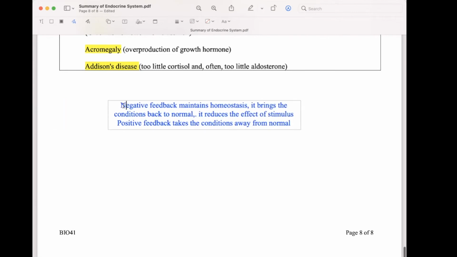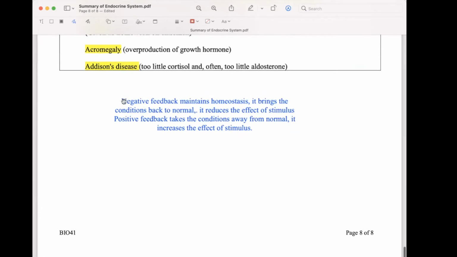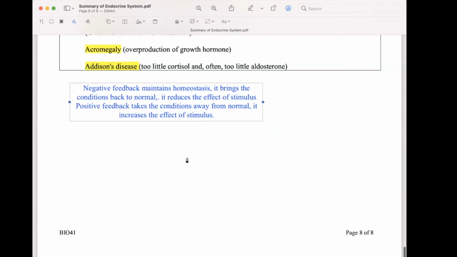While positive feedback, you will say, increases the effect of stimulus. So they both work opposite. Okay, you got it? Positive feedback is the one which increases the stimulus, while negative feedback brings the conditions back to normal.